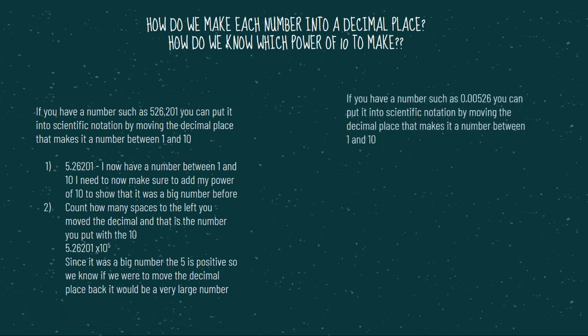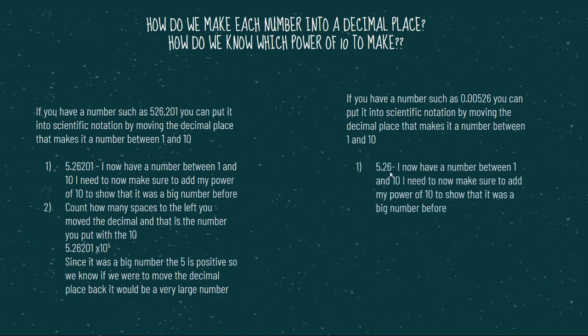Let's pretend we have a number that's something like 0.00526. Okay. Now, this is a good example of significant digits. I'm not going to count these zeros because they don't matter. They're not significant. So I'm going to make something that is between 1 and 10, which is 5.26. I have my number between 1 and 10.